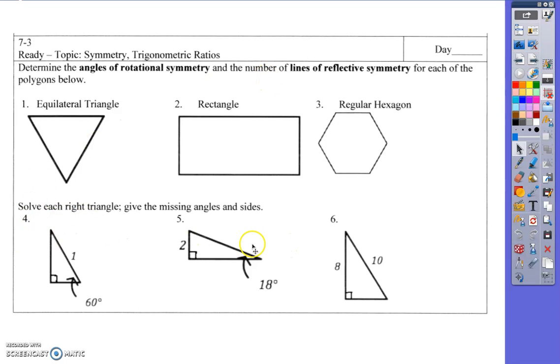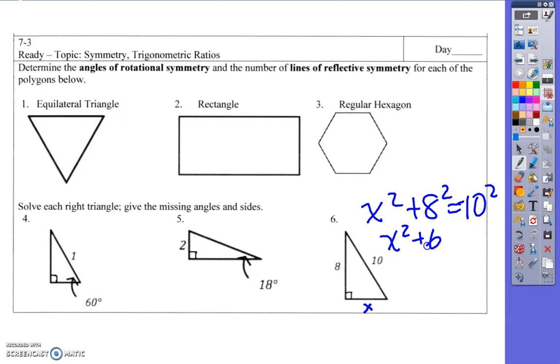But let's go down to 4, 5, and 6, which ask us to solve the right triangles. We're going to do number 6 together. Number 6 says that we're going to solve this triangle. So the first thing I'm going to do is find this missing side. We have x squared plus 8 squared equals 10 squared, which gives me x squared plus 64 equals 100. So x squared equals 36. So x is 6.